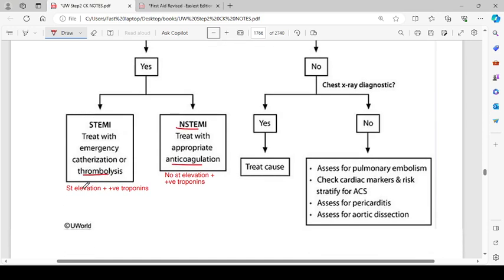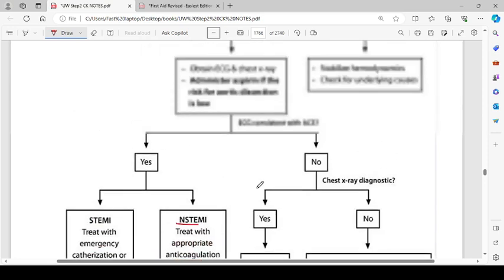So STEMI is ST elevation with positive troponins, and NSTEMI is no ST elevation with positive troponins. Basically, the classification hallmark is that in STEMI the troponins will be elevated along with the ST segment, and in NSTEMI the troponins will be elevated with no ST elevation.